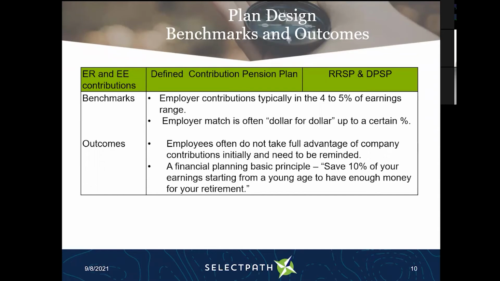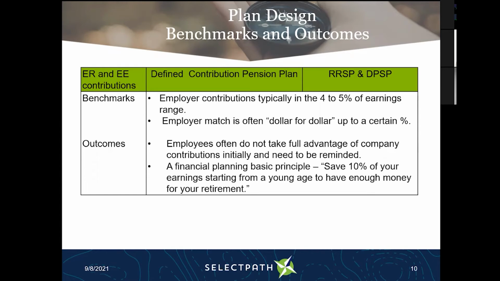So whatever the employee puts in, the employer will match it. The effect of that is that the employee is saving towards their retirement 8 to 10% of their annual earnings. Let's shift over to outcomes now, or creating best outcomes might be a better way of thinking about it. Employees often don't take full advantage of the company contributions initially and need to be reminded, as I said before.